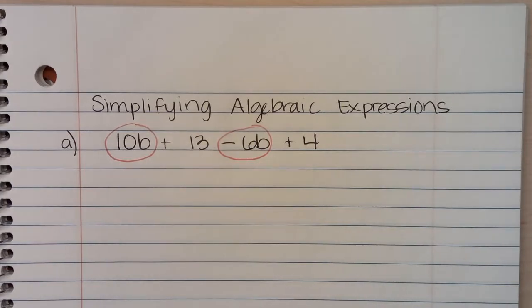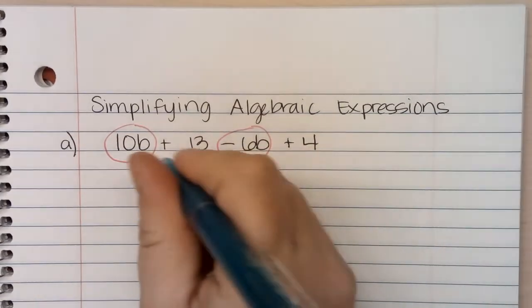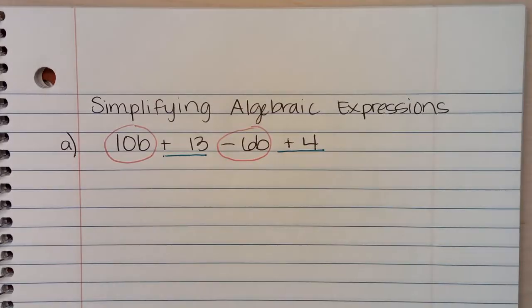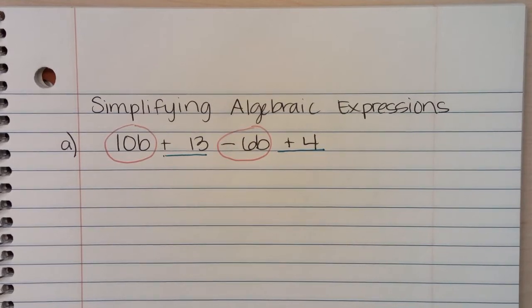Well, then I also have a positive 13 and a positive 4 that can go together. Those are constants. They're just numbers. So they can go together as well.